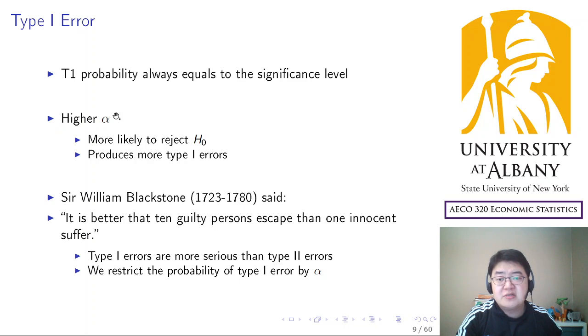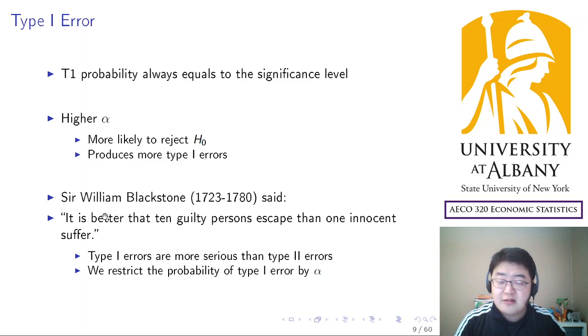When you increase alpha, the higher the significance level is, the more likely you are to reject H0. That's what I explained in the previous chapter. And because you are making more rejections, you are more likely to make type 1 errors, because a type 1 error happens when you make a rejection.